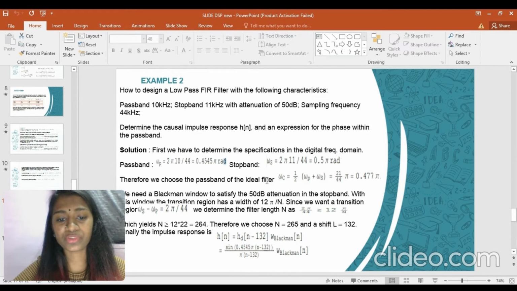Finally, the impulse response is h[n] equals hd[n minus 132] times w Blackman, which equals sin of 0.4545 pi times (n minus 132), divided by pi times (n minus 132), times w Blackman.